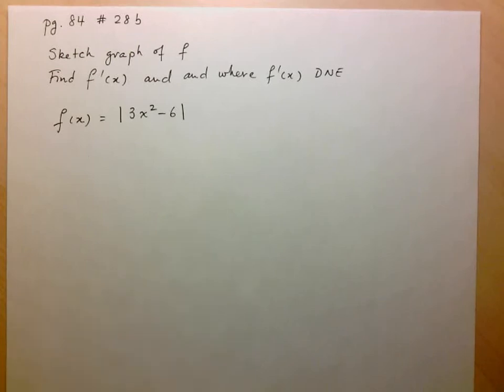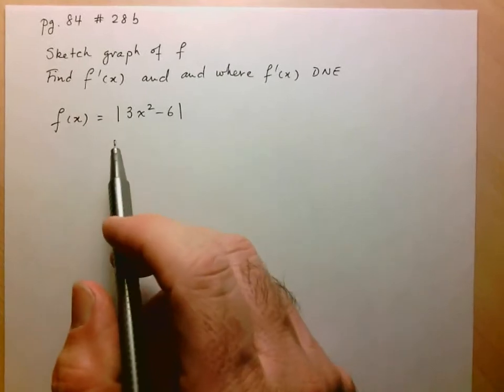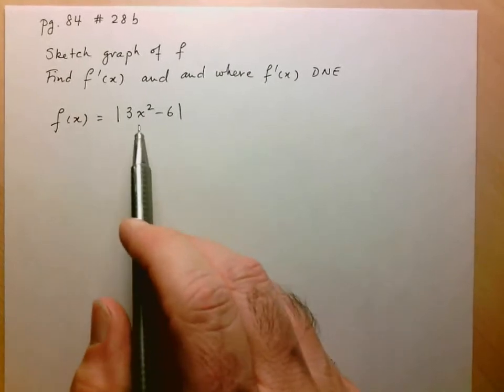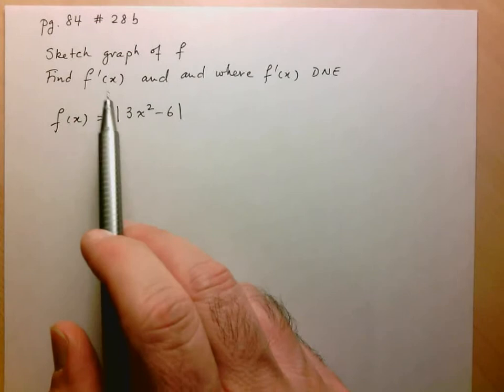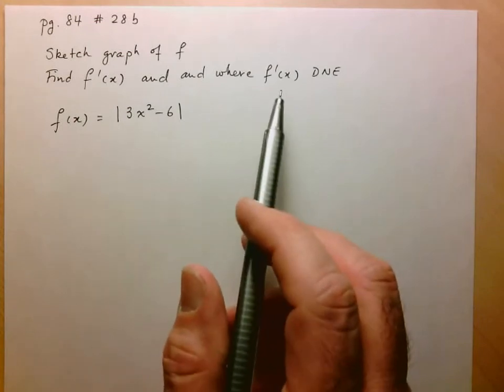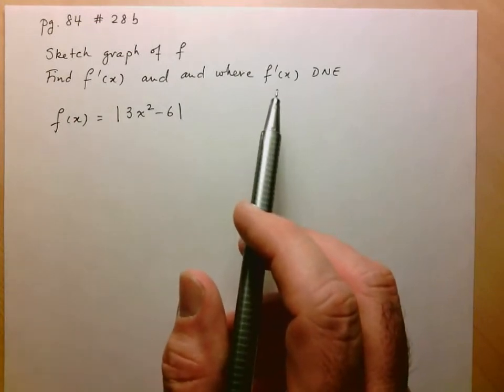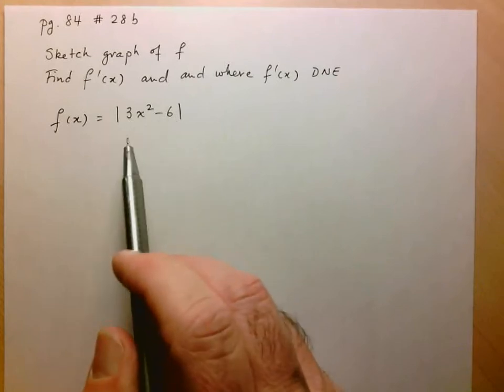Hi folks, we're going to take a look at number 28b from page 84. So they give us this function which has an absolute value, and they're asking us to sketch the graph, find the derivative, and determine where the derivative doesn't exist.